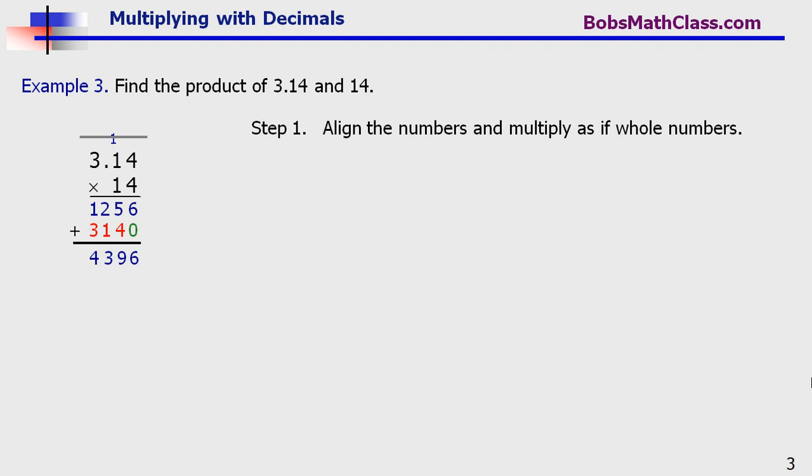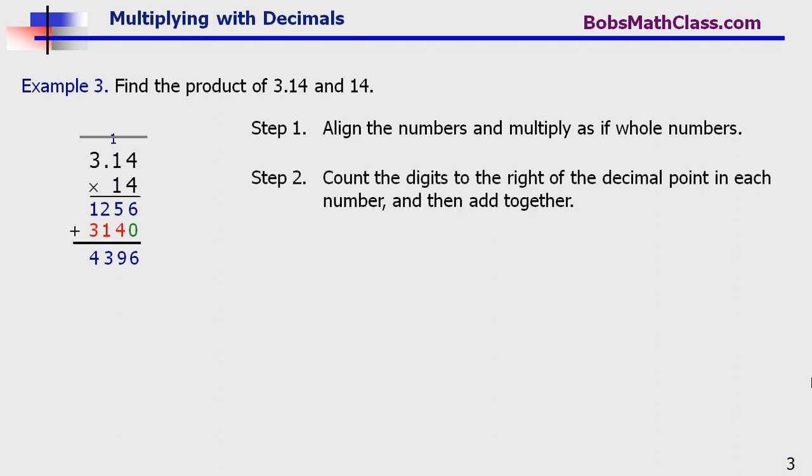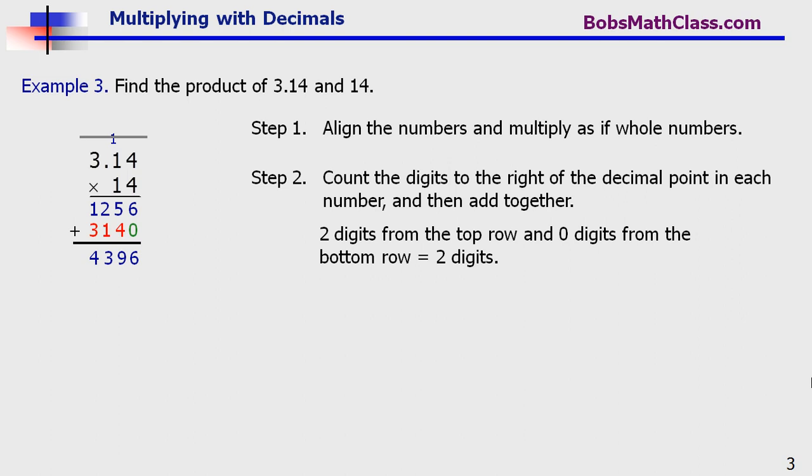So you should get 4396. If you need to pause while you work that out, please do so. Okay, now count the digits to the right of the decimal point in each number. So on the top, how many digits are to the right of the decimal point? That's right, 2. And in the bottom number, how many digits are to the right of the decimal point? That's right, none. So 2 digits from the top row, 0 digits from the bottom row, which equals just 2 digits.